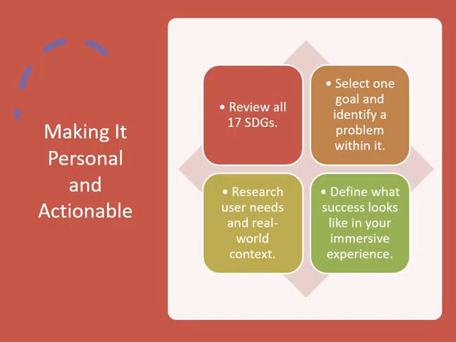Start by reviewing the 17 SDGs. Pick one that resonates with you and identify specific challenges within it. Then research the real world context and user needs. Define what success looks like, whether it's awareness, education, or behavior change, and design towards that goal. You can also incorporate AI in asking questions on how to go about focusing on these different challenges as well.